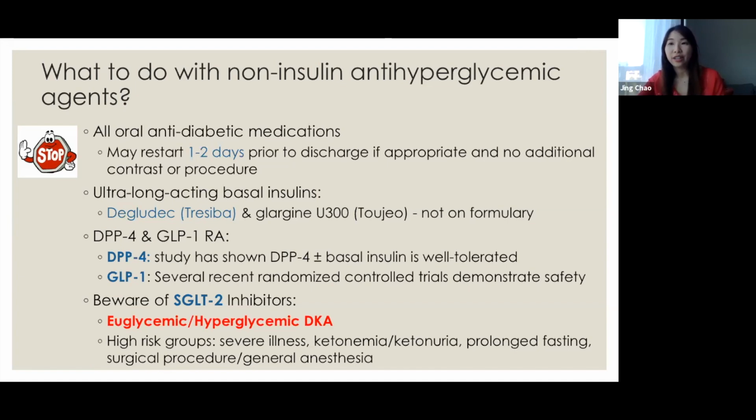And also, there is no consensus among the endocrinologists about whether patients with type 1 diabetes should be treated with an SGLT2 inhibitor. So when patients exhibit symptoms and signs of DKA on the SGLT2 inhibitors, you should readily check their serum ketones and treat the DKA if it is confirmed.